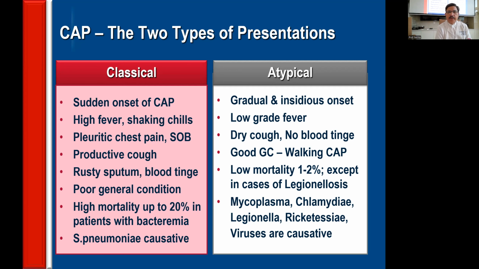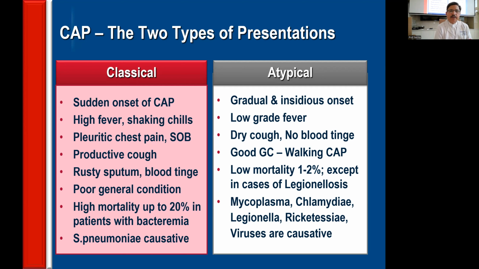The other variety is the atypical pneumonia. Atypical pneumonia is gradual in onset, insidious, low-grade fever, dry cough, not productive, no blood tint, good general condition. This is called walking CAP. Walking CAP means atypical pneumonia. Low mortality, 1 to 2%, except in case of legionellosis. Legionellosis has a poor prognosis. What are the causative agents here? Mycoplasma pneumoniae, Chlamydia, Legionella, Rickettsia, viruses are the causative agents.